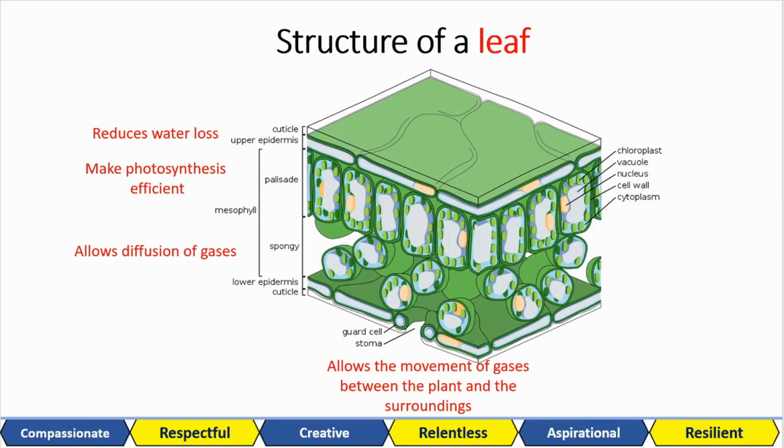Nate Dogg and Warren G had to regulate. This is the function of these guard cells here. They regulate the diffusion of gases in and out of the leaf by opening and closing.